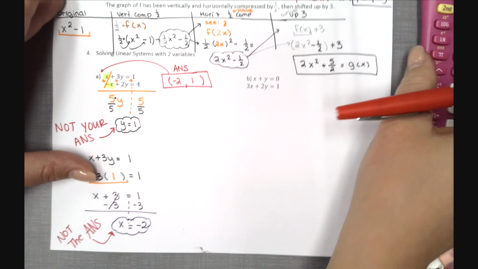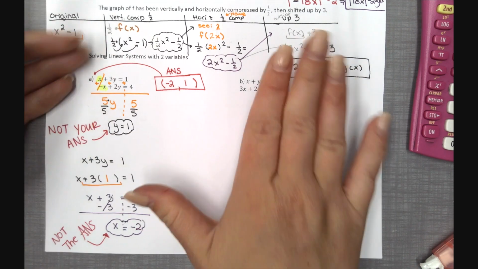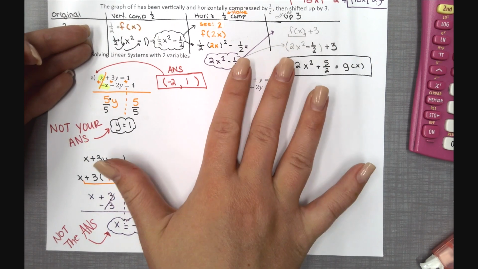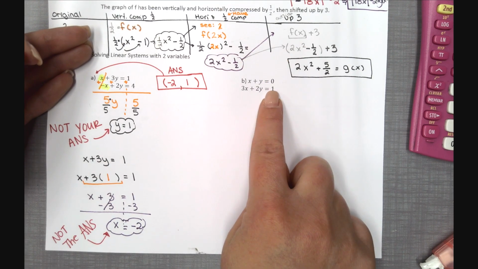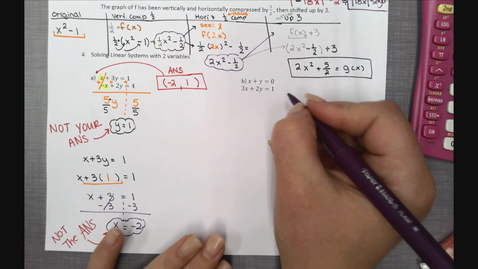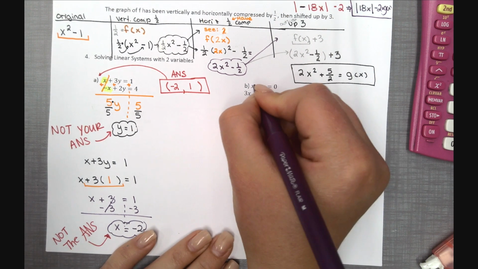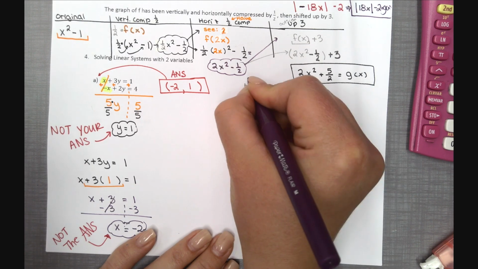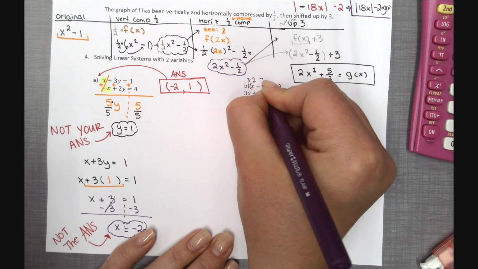Let's do this again in B. Now if you notice in B, the x's do not match and the y's do not match. We don't care about the 0 and 1. So it is up to you if you wish to eliminate x or if you wish to eliminate y. If you choose one or the other, you have to create matching coefficients. Plus and minus are okay. So I'm going to choose x, so I'm going to multiply this by 3, and each term gets a 3.